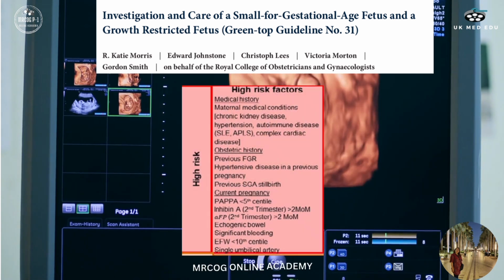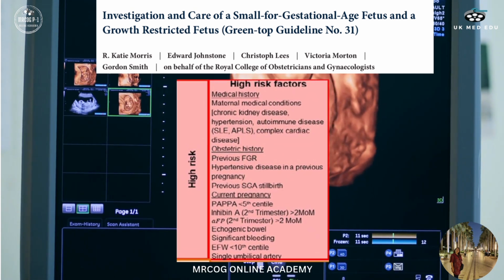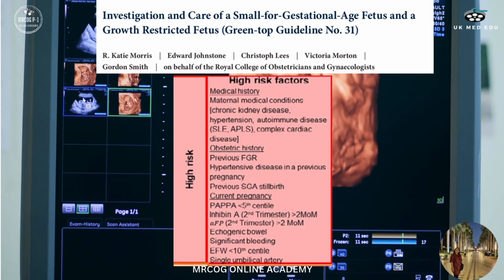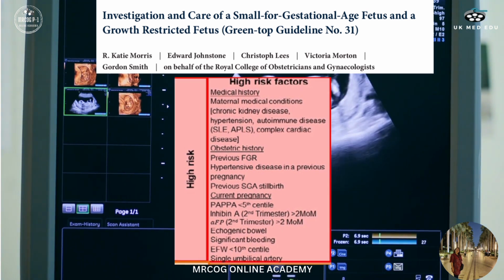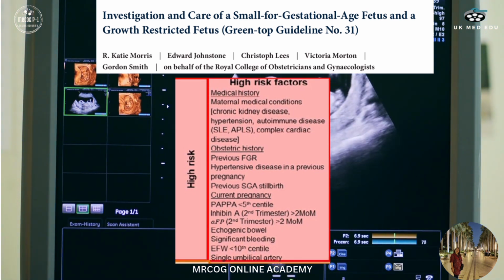Now moving on to the high risk category, that is the red section. These conditions significantly increase the risk of fetal growth restriction, stillbirth and adverse pregnancy outcomes. Women in this category require serial growth scans and Doppler studies for close monitoring.